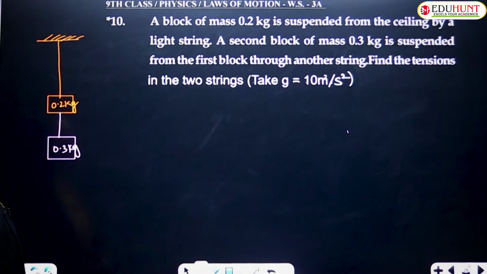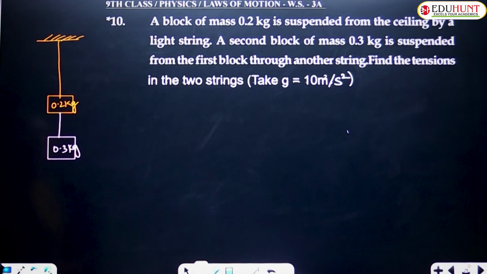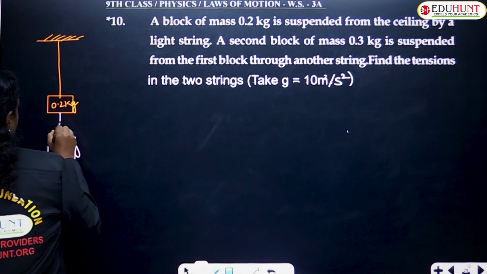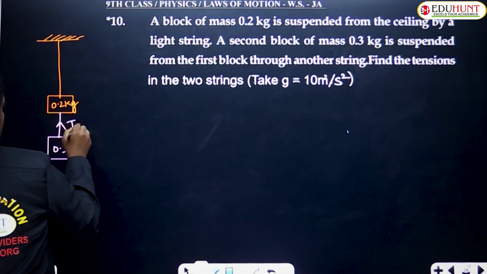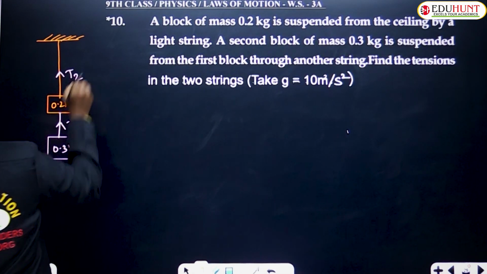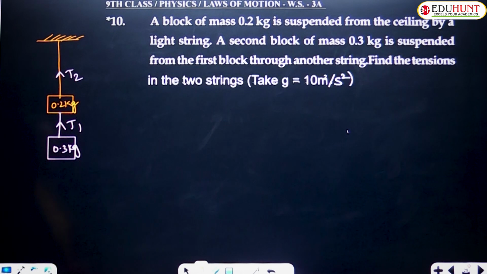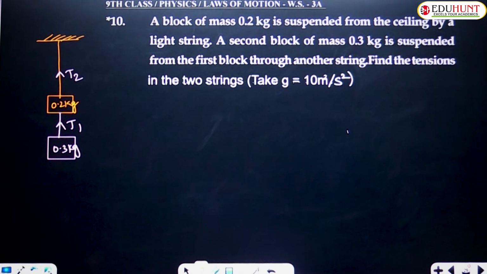You are asked to find the tensions in the two strings. So children, let us suppose that the tension in the first, the down string, is T1, and the tension in the up string be some T2. Let us suppose that. Okay. So you need to just find out the values of the tensions.